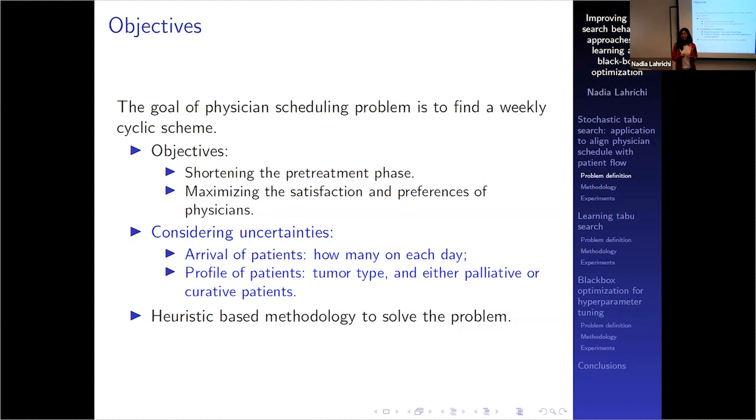And then the idea is, since we do not know when the patients are arriving, how many are arriving, and what type of patients would be arriving, we wanted to consider two types of uncertainties: the arrival of the patients, so how many on each day, and the profile of patients. We have two items on the profile.